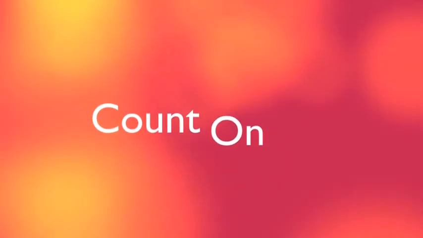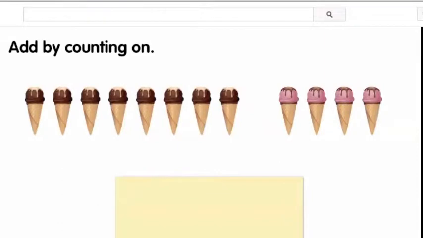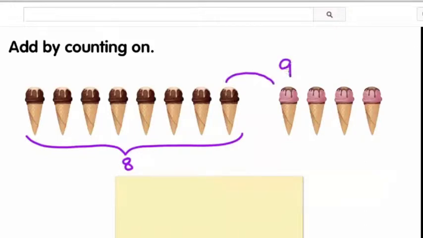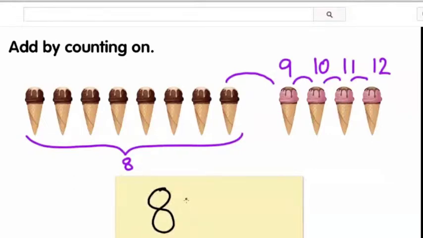Count on. Students count up from one add-in to find the total. How many chocolate ice creams are there? There are 8 chocolate ice creams. Now, let's count on to find out how many ice creams there are total. 9, 10, 11, 12. There are 12 chocolate ice creams altogether. 8 plus 4 equals 12.